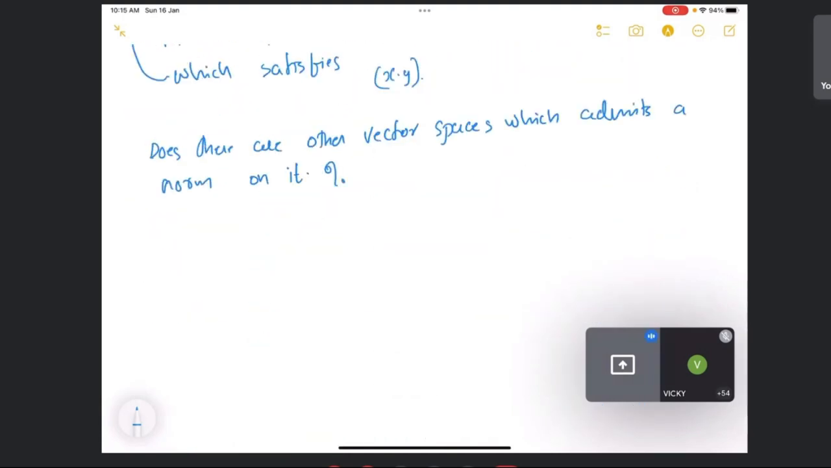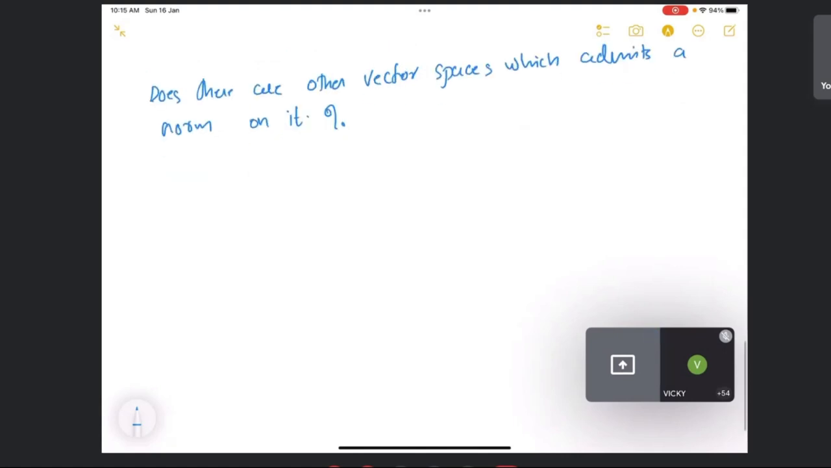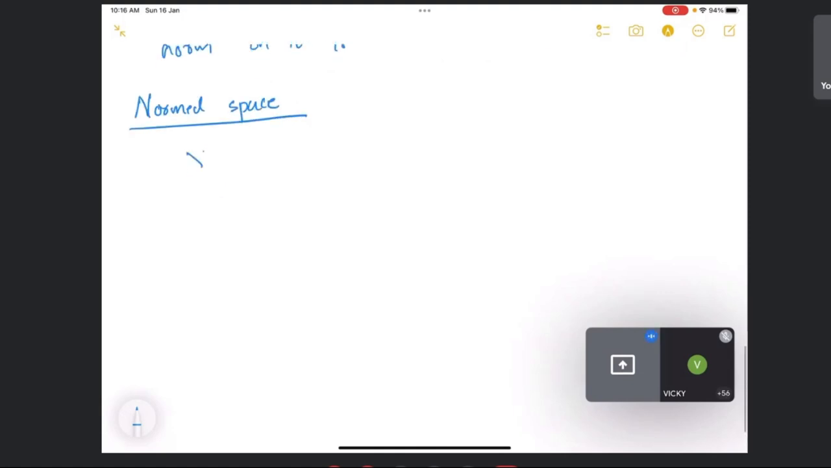And we define what is called a norm space abstractly. So I'll give you the definition of a norm space. So we have the underlying set is a vector space. X is a vector space. So we saw an example of R power n. Now we define what is called a norm space abstractly.